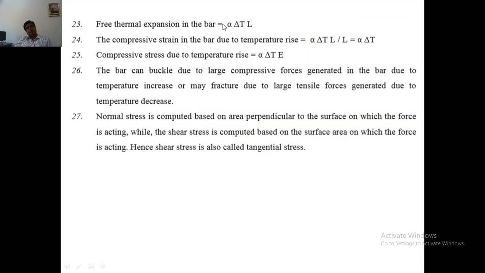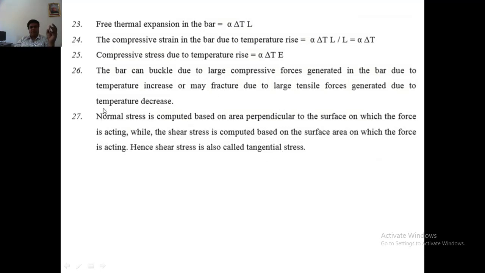Similarly, we saw thermal expansion. This is the formula for free thermal expansion in the bar, and whenever the temperature rises, you can calculate the strain in the bar, depending on the coefficient of thermal expansion, change in length by original length, and you can calculate the stresses due to temperature by using this formula. So this is about the first module, what we learnt in all the previous sessions.